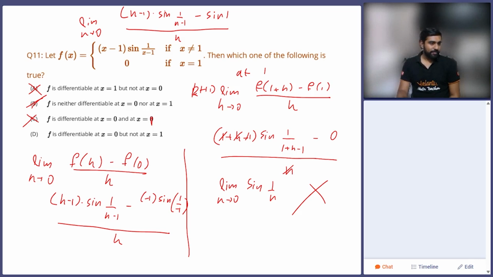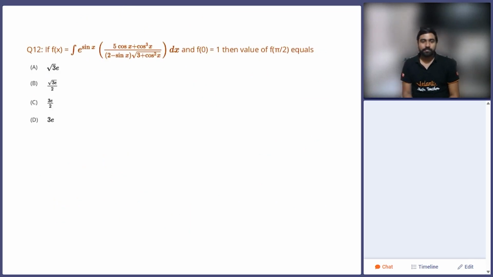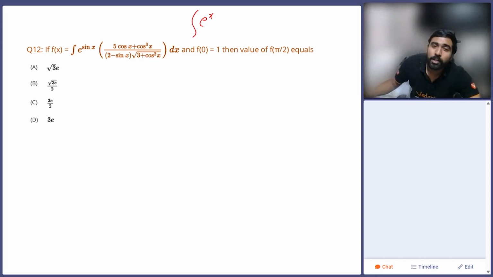Okay, moving on, let's have a look at the next one. What do we have? So e power sin x into 5 cos x plus cos cube x upon 2 minus sin x into root of 3 plus cos square x. F of 0 is given to you as 1. You need to find f of pi by 2. So guys, anytime you have e power some function in an integral, we are always on the lookout for the format e power x into f of x plus f dash of x. Okay?